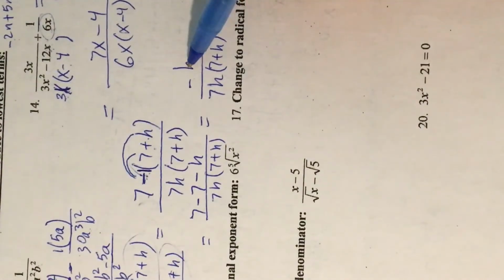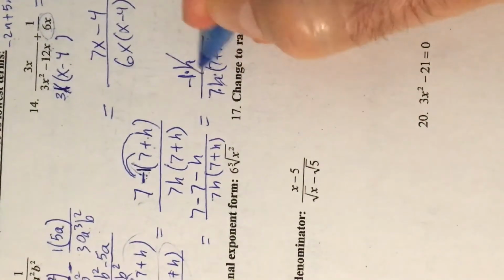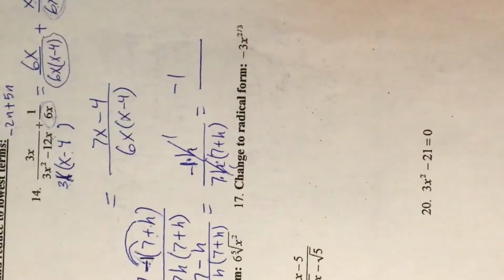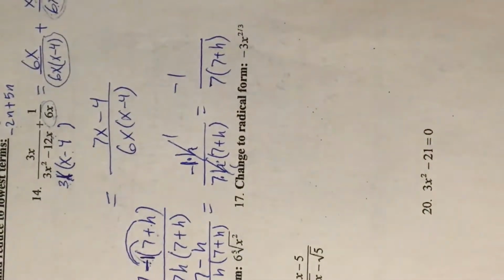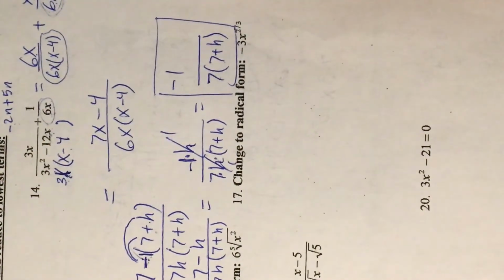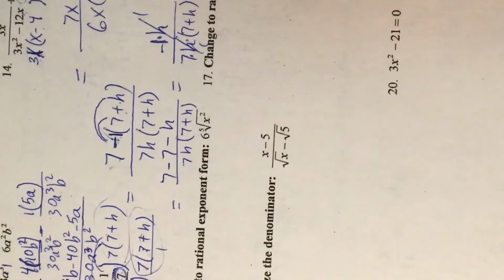Now, there's multiplication here. There's a -1 times h. What happens to the h's? Voila, they're gone. So I'm left with -1 all over 7 times 7 plus h. And you can just leave it like that, or you can distribute the 7 inside. That doesn't matter. Are we good? This was a little challenging, I think, but that's okay. You guys can handle it.